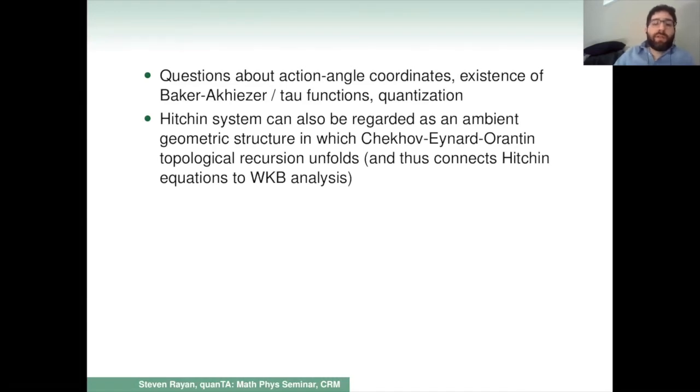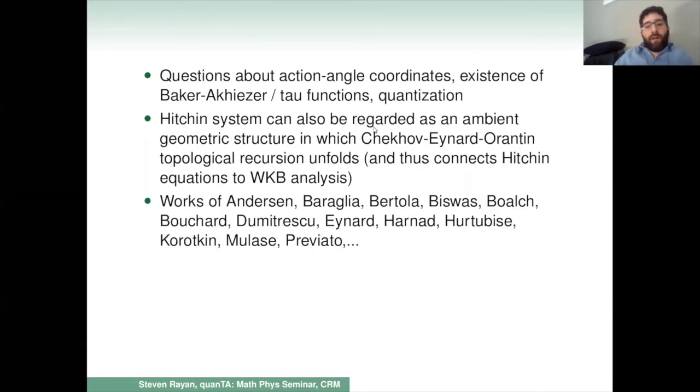The Hitchin system can also be regarded, because there's a massive family of spectral curves at play here, the Hitchin base is parametrizing a large family of spectral curves. So this is actually a natural setting in which what's called topological recursion unfolds. I'm referring to the topological recursion of Chekhov, Eynard, and Orantin, although it's also connected to the topological recursion of Mirzakhani. And so this connects the Hitchin equations to WKB analysis.